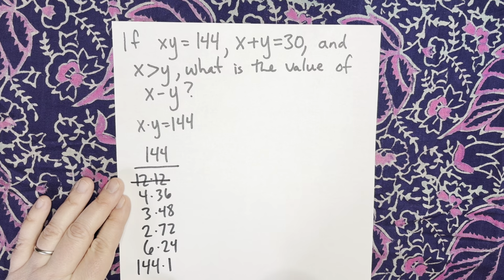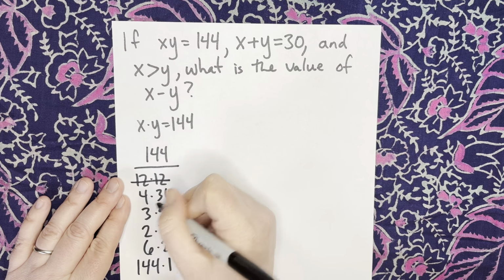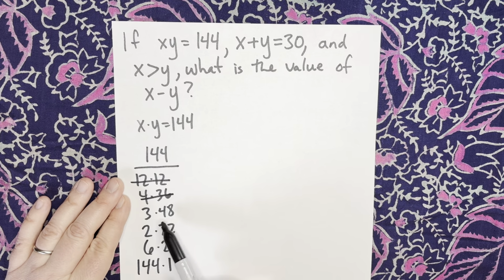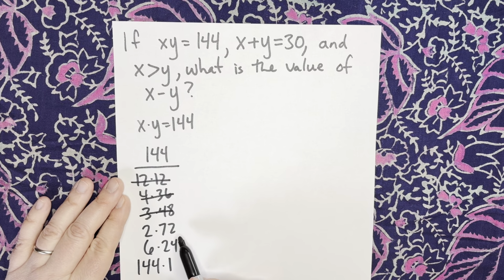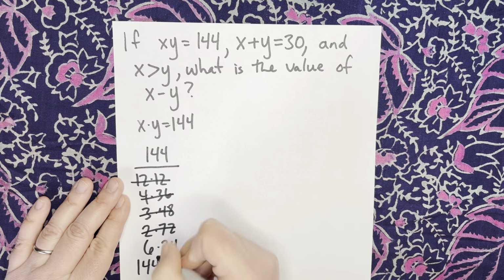4 times 36. If I go 4 plus 36, I get 40, but I'm looking for 30. So that's not going to work. 3 plus 48. Oh, not 30. 2 plus 72. No. 6 plus 24. Oh. 6 plus 24 is 30. So I think these are numbers we're going to look at. 144 plus 1, way too big.